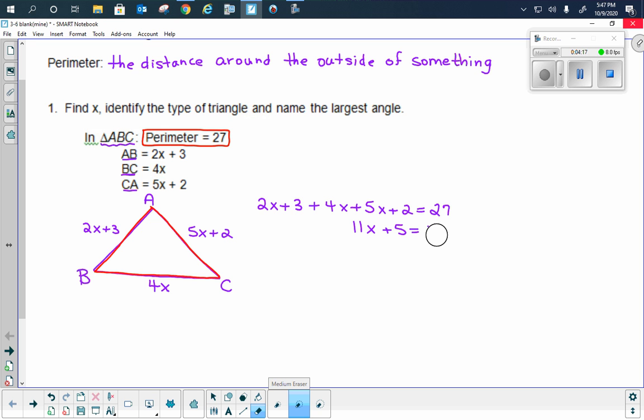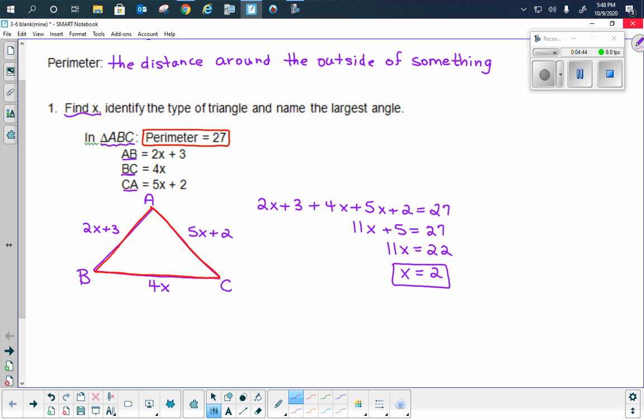Okay, if you're still needing, when you're solving equations, to take those extra steps and write minus 5 on both sides, please do it. Otherwise, I'm just going to say if you subtract 5 on both sides, you get 22. If you need to write divide by 11 on both sides, again, please do it. But 22 divided by 11 is 2. So finding x is one of our directions up here. So I'll go ahead and box that.